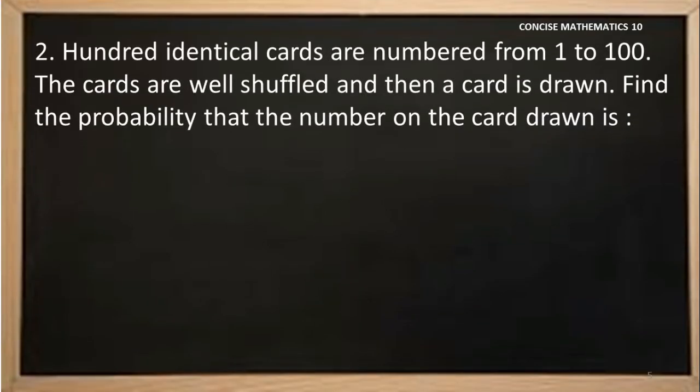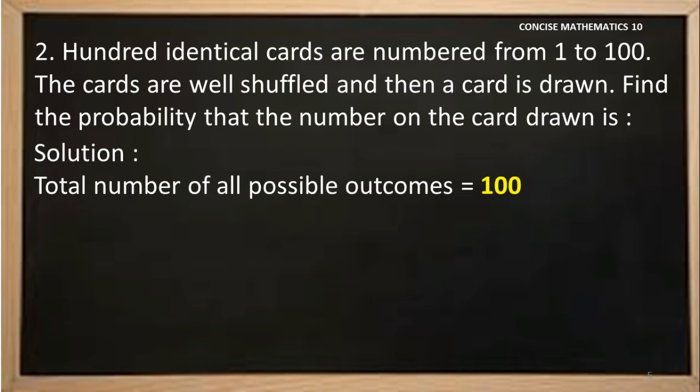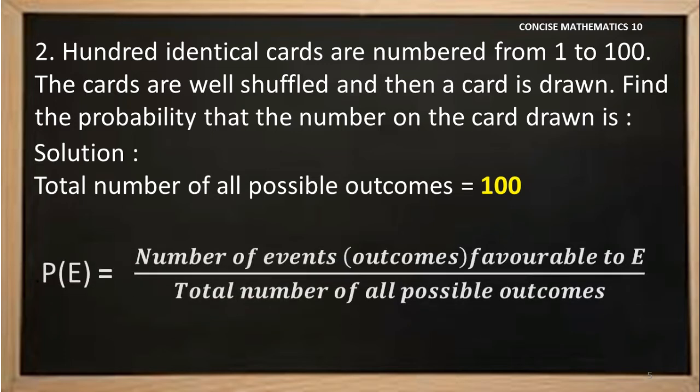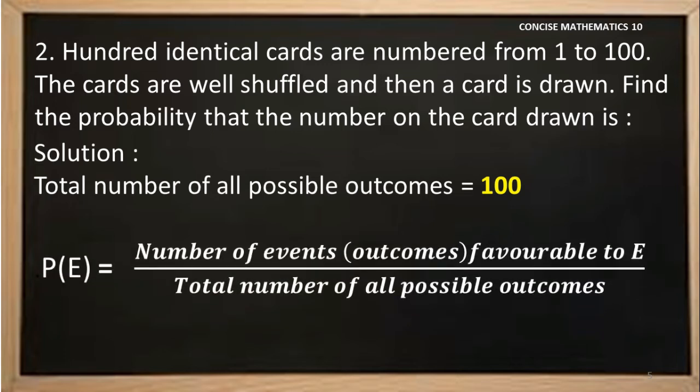Question number 2. 100 identical cards are numbered from 1 to 100. The cards are well shuffled and then a card is drawn. Find the probability that the number on the card drawn is... So there are cards numbered from 1 to 100. So total possible outcomes will be equal to 100 and the formula to find out the probability remains the same.